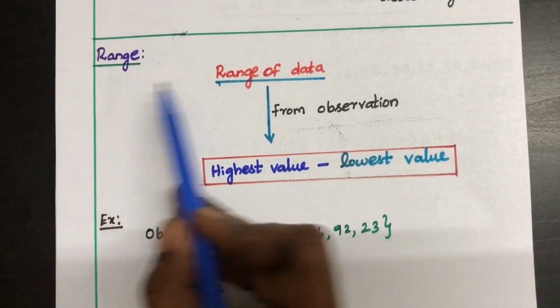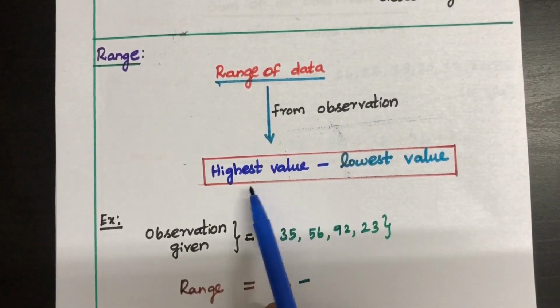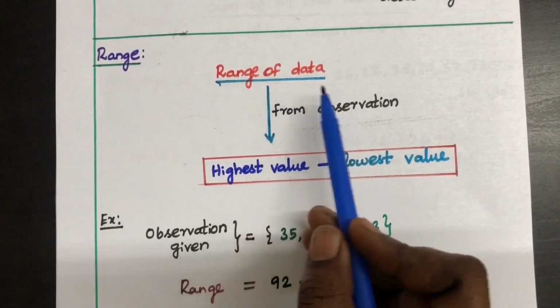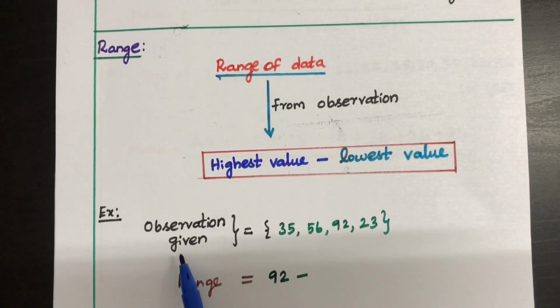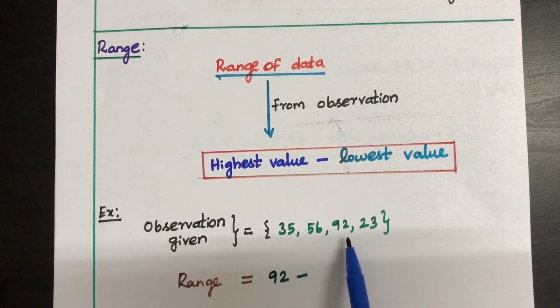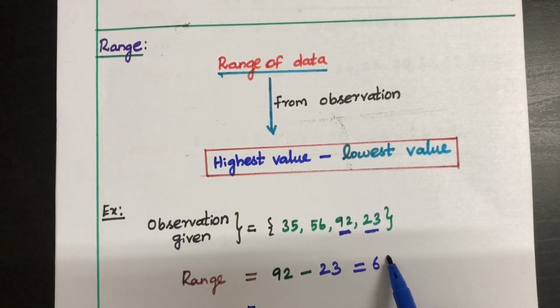Now range. What is range? Range of data is, from the observations, the highest value minus the lowest value. For example, observations given: 35, 56, 92, 23. From these observations, the highest value is 92. What is the lowest value? 23. So, range is 92 minus 23, which is 69. So, this 69 is the range.